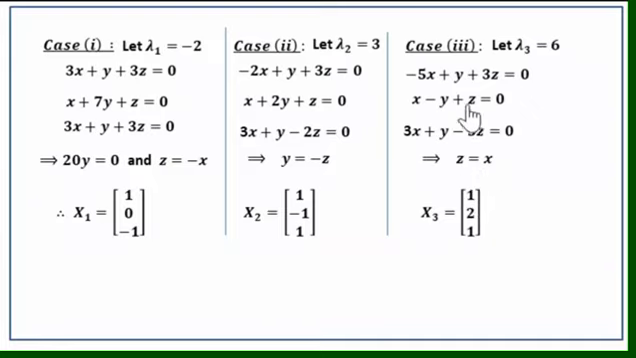When x is 1 and z is 1, we can solve for y from the first equation, or you can use the second equation. When x is 1, z is 1, so 1 plus 1 minus y equal to 0, that is we get y equal to 2. So the eigenvector corresponding to eigenvalue 6 is x3 equal to (1, 2, 1).